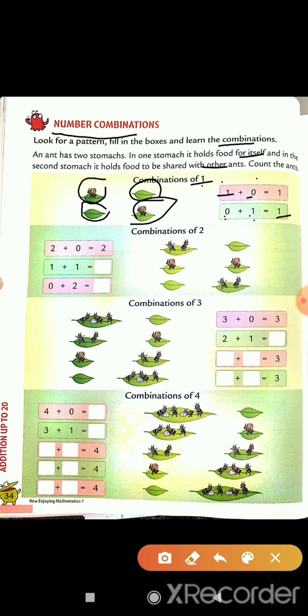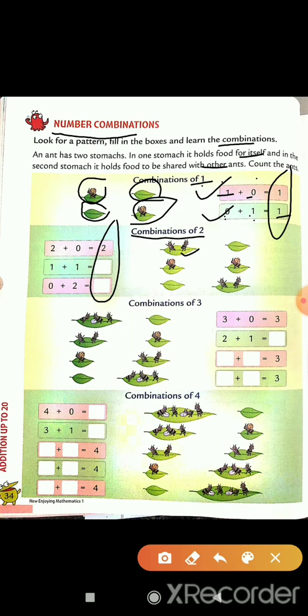When we are finding the combinations of 1, the answers will be 1. So here combinations of 1 are 1 plus 0 and 0 plus 1. Got it, students? Then moving forward to combinations of 2. When we are finding combinations of 2, the answers will be 2 only. Got it, students? Let us start here first.